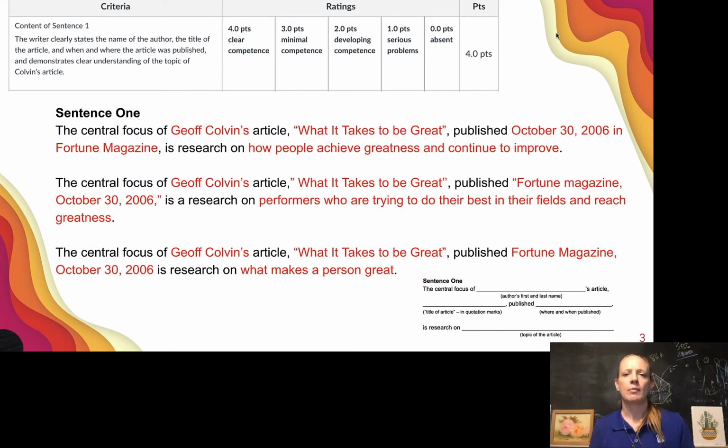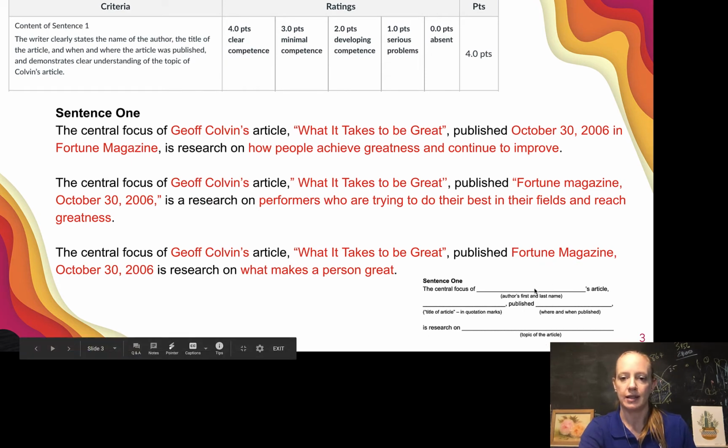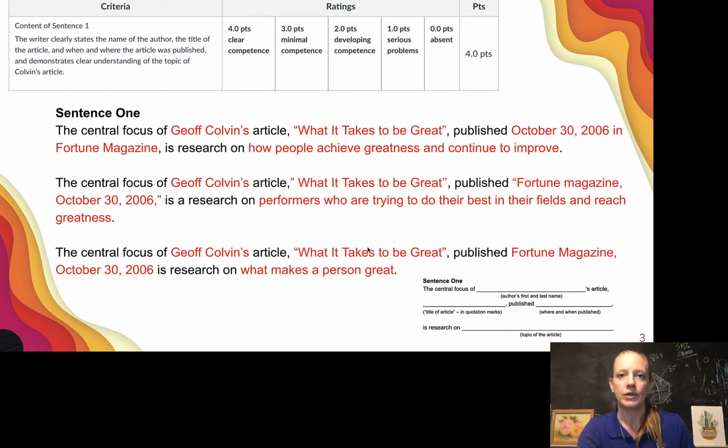All right, so let me start by explaining what you're looking at. Down here in the bottom corner is the sentence frame that I gave you for the first sentence. Here on the main screen are 3 student examples. These are real students from my real classes and what they have written. I have not made any changes other than to put in the part that goes in the blank. Whatever goes in a blank here is in red. The part that does not go in the blank is in black.